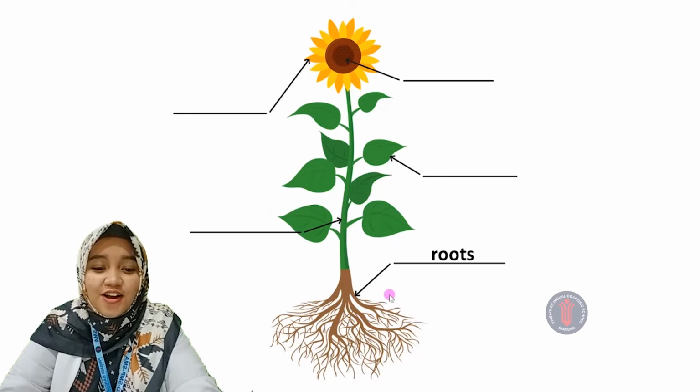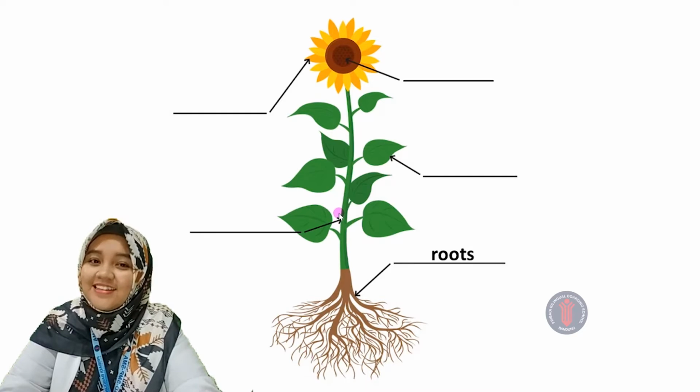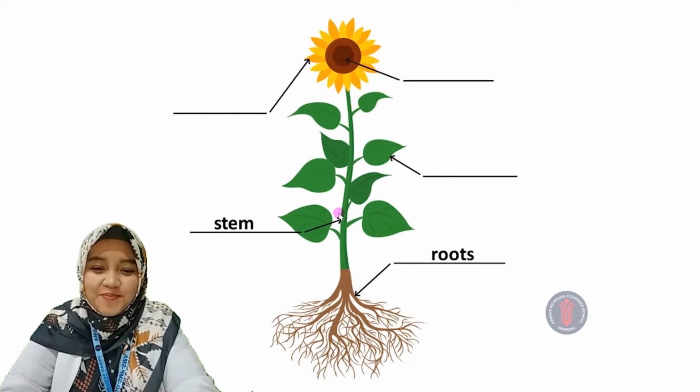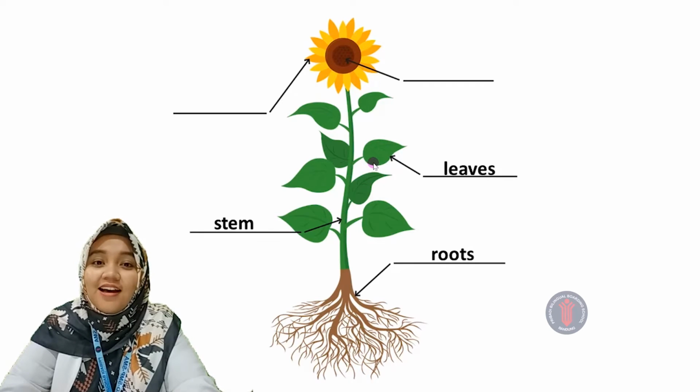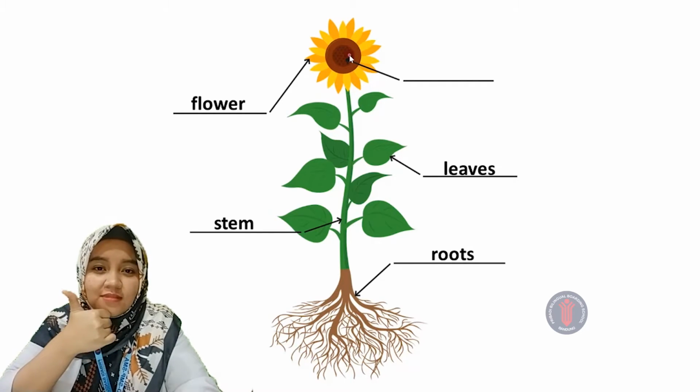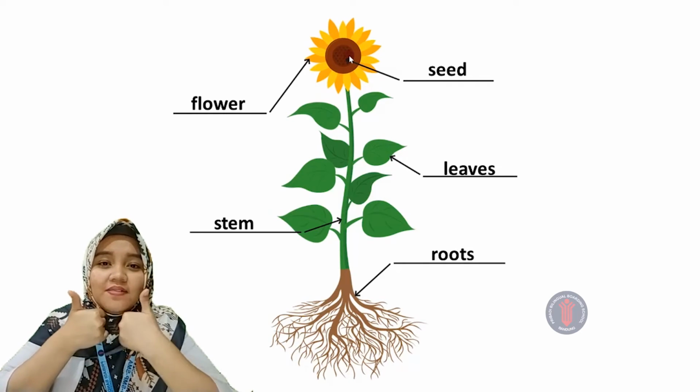Yes, it's the roots. What about this one? Yeah, it's the stem. What about this one? You're correct, it's the leaves. What about this one? It's a flower. And what about this one? Here we have a sunflower. And what does the sunflower have in the middle of its flower? It's seeds. Well done, everyone.